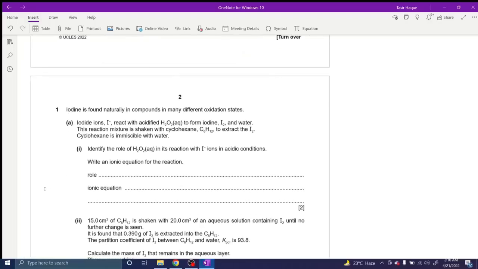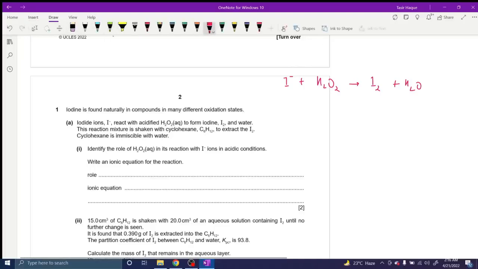Iodine is found naturally in compounds in many different oxidation states. Iodide ions react with H2O2 to form iodine and water. So clearly, this is happening. Iodide is added to acidified H2O2 to produce iodine and water. So the oxidation number of iodine is changing from -1 to 0, and the oxidation number of oxygen is changing from -1 to -2. So oxygen is being reduced and iodide is being oxidized.